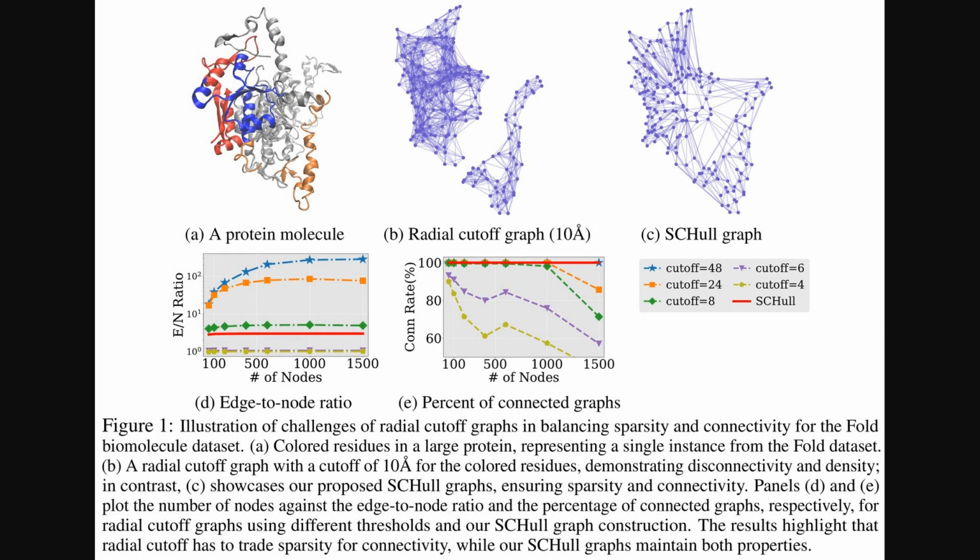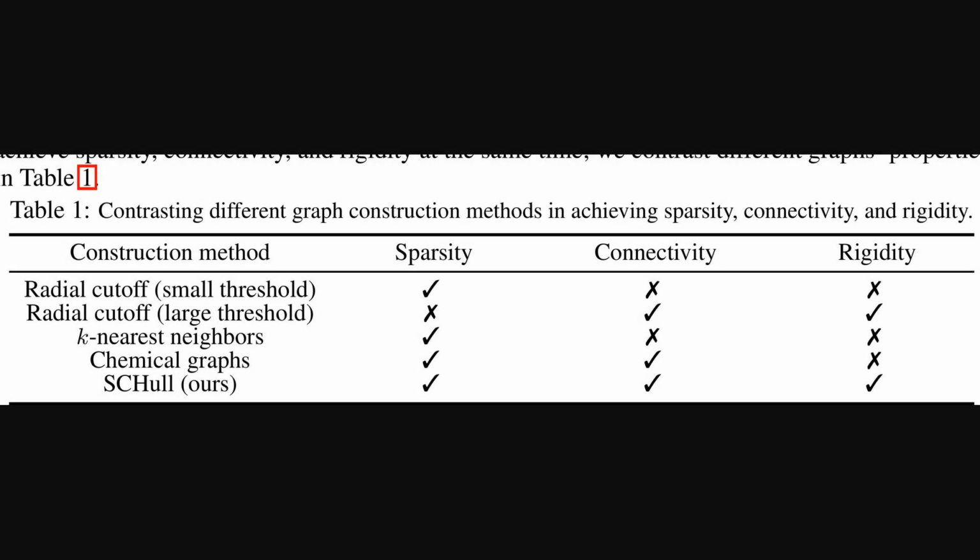Okay, so this first figure really highlights the problem Spherical Convex Hull is trying to solve. We see a protein molecule, and then two ways of representing it. One uses what's called a radial cutoff graph, a common method where you connect atoms if they're within a certain distance. This approach often results in graphs that are either too dense or disconnected. But the Spherical Convex Hull graph looks much cleaner. The plots then show that Spherical Convex Hull consistently produces graphs with a low edge-to-node ratio. That's the number of connections per atom, indicating good sparsity, and maintains a high percentage of connected graphs, ensuring all atoms are linked.